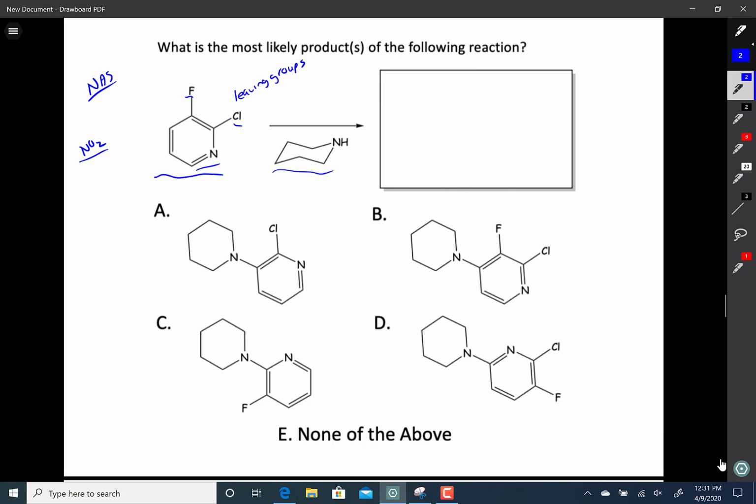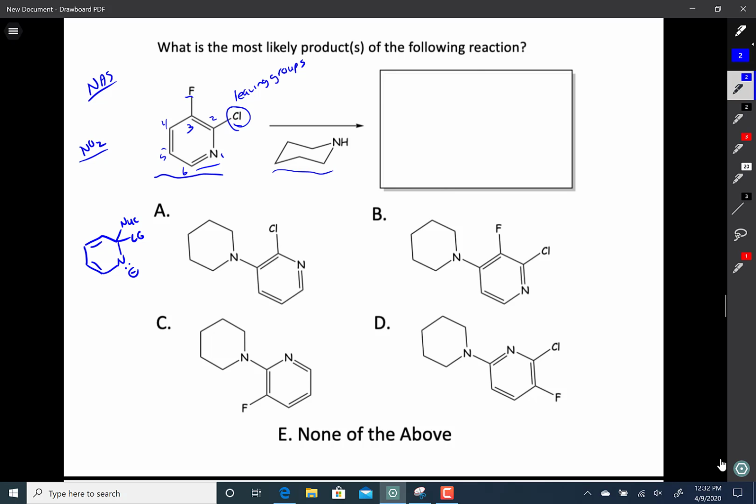In the case of these pyridine systems, the leaving group has to be located on either carbons 2, 4, or 6, because only in these systems are you able to put the negative charge onto the nitrogen, stabilizing that, making it possible. And so in this case, the chlorine is going to be the leaving group that's replaced.